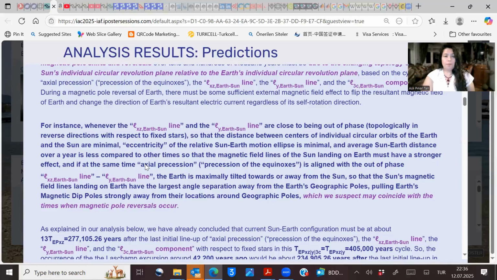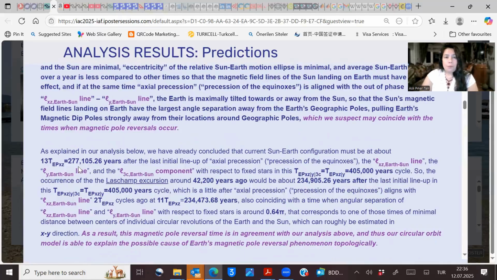And if at the same time axial precession is aligned with the out of phase LXC line and LY line, the Earth is maximally tilted towards or away from the Sun, so that the Sun's magnetic field lines landing on Earth have the largest angle separation away from the Earth's geographic poles, pulling and tearing away Earth's magnetic dipoles strongly from their locations around geographic poles, which we suspect may coincide with the times when magnetic pole reversal occurs.